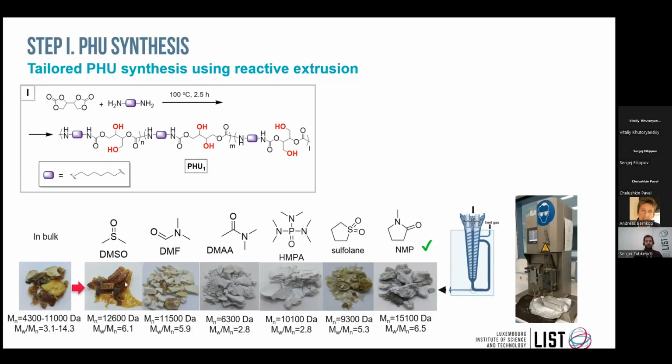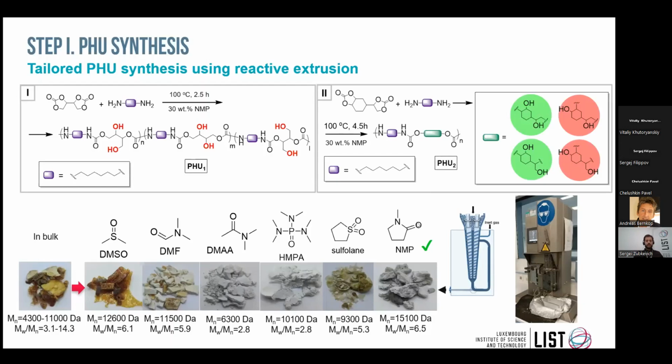Judging by the results that we have, the best solvent that we used was N-methylpyrrolidone, NMP. It gave us the highest molecular weight and the nicest and most homogeneous polymer by appearance. So adopting this solvent, we used 38% in the optimized conditions.